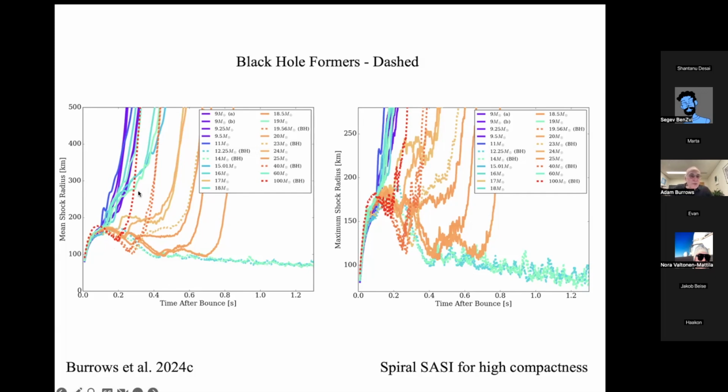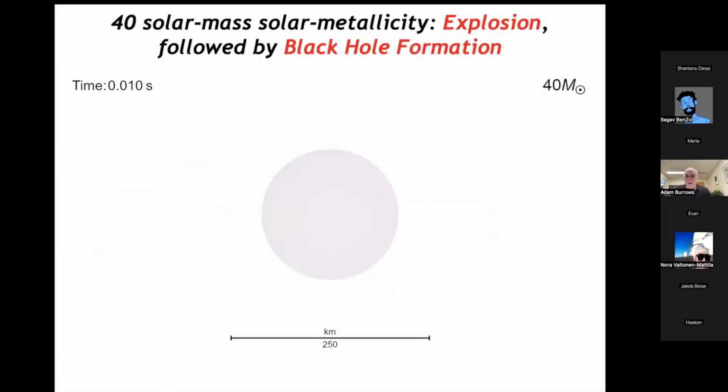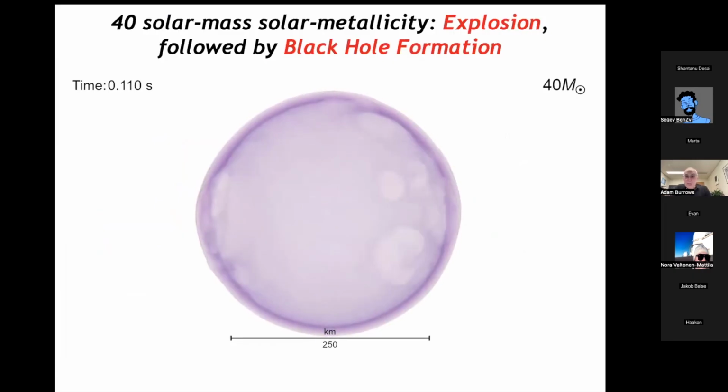And this one exploded really early. That was the highest compactness one, but that fizzled out fast and left behind the 37 solar mass black hole. Okay, so this is an example of black hole formation.